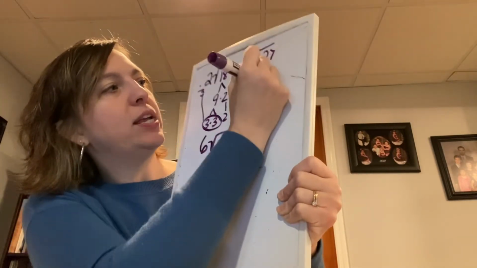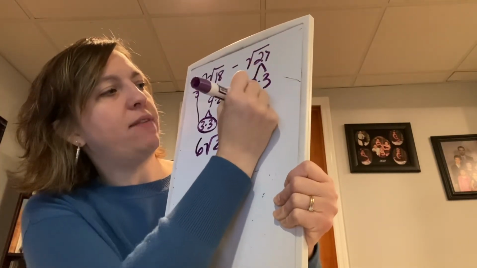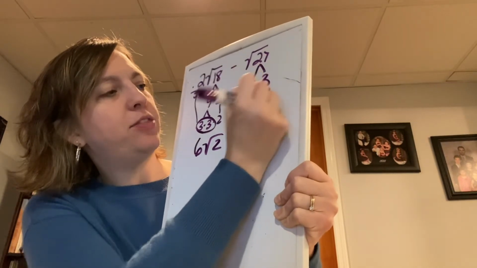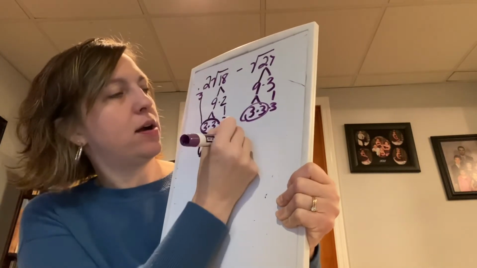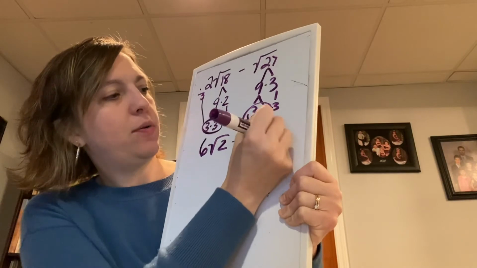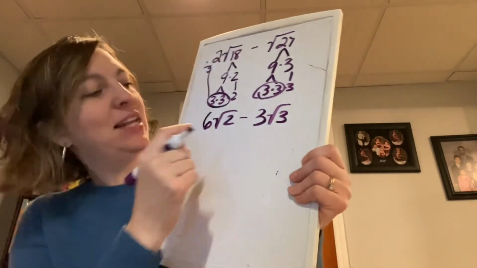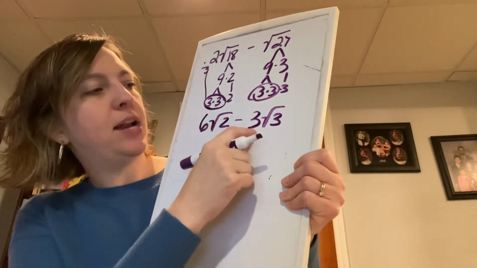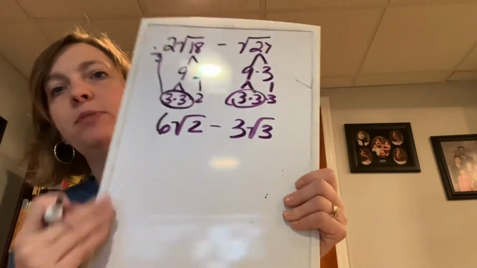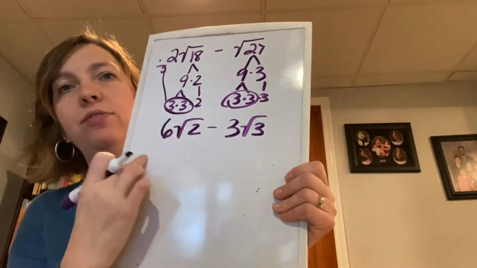Now, what is 27? 9 times 3 is 27. 3 times 3, bring down my 3. There's one perfect square, minus 3 square root of 3. Friends, are these like terms? No. It's the same thing as saying 6x minus 3y. They are not like terms because they don't have the same radical inside.